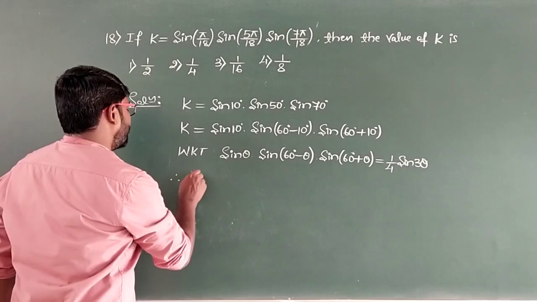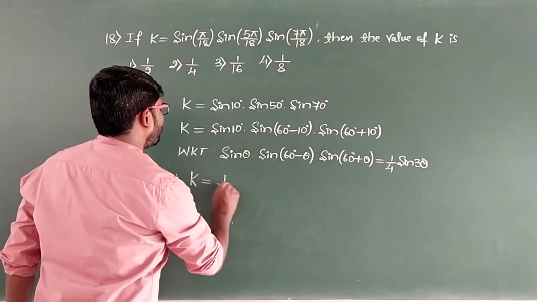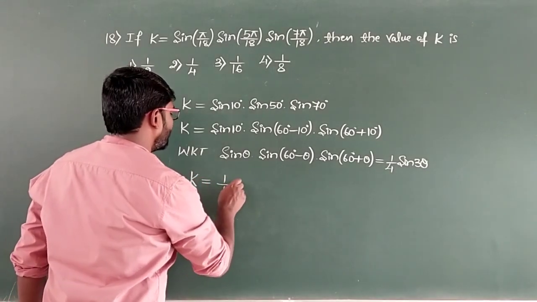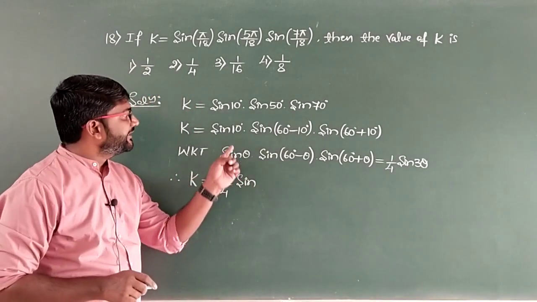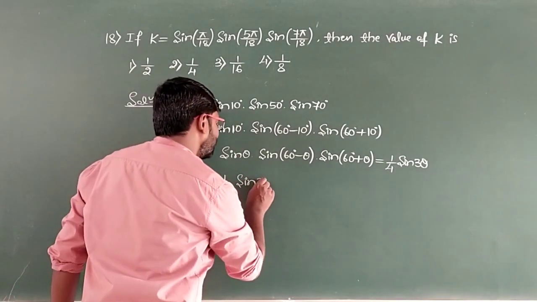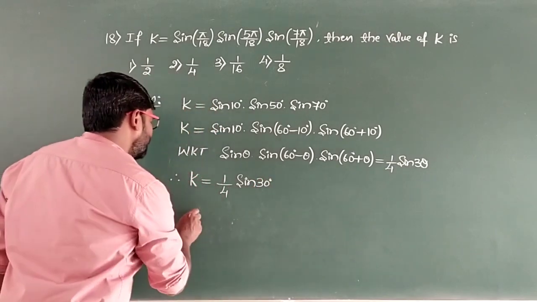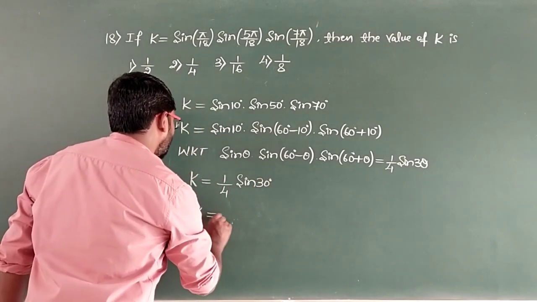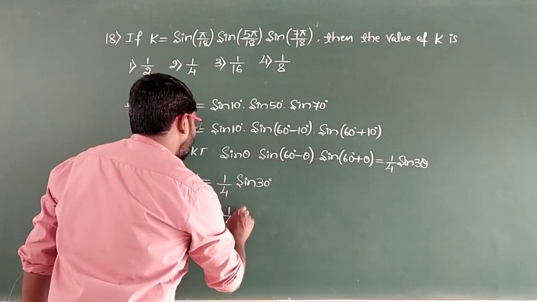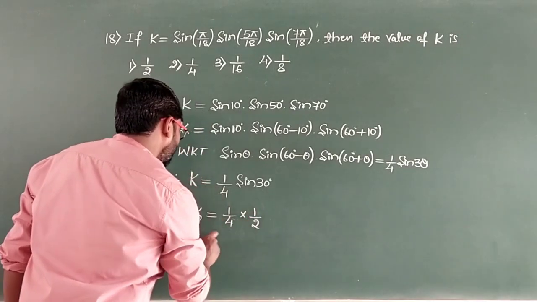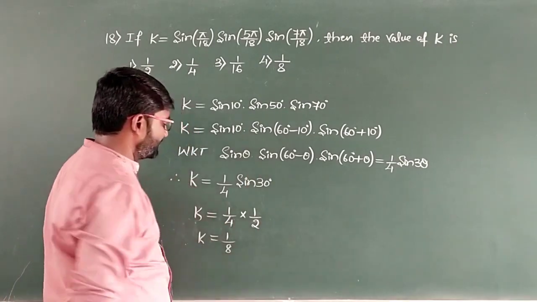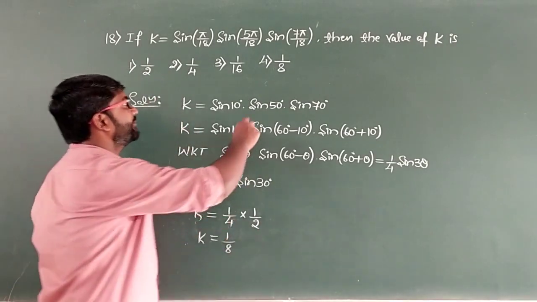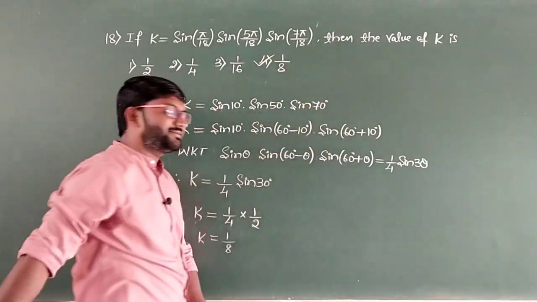Therefore, k equals 1 by 4, applying the formula, sin 3 theta. 3 into 10 degree will be 30 degree. Then k equals 1 by 4 into sin 30 value, which is 1 by 2. Then the value of k will be 1 divided by 8. So check the given options. Option 4 is the correct answer.